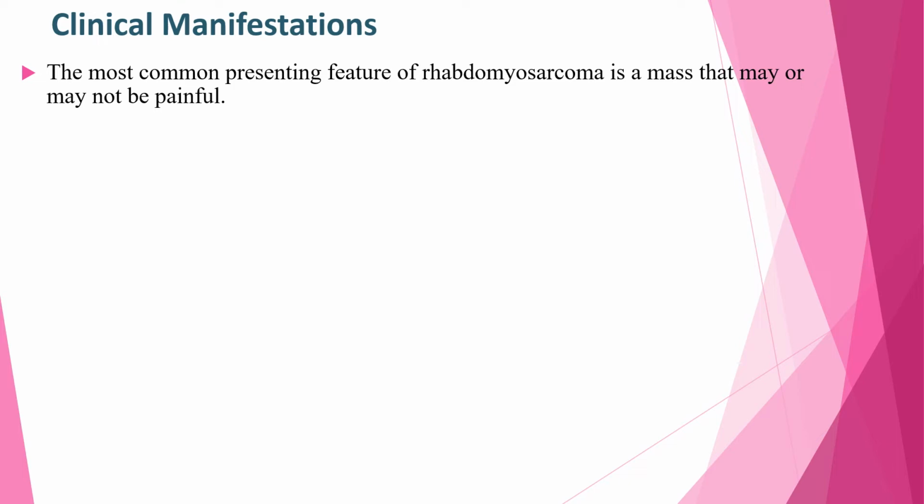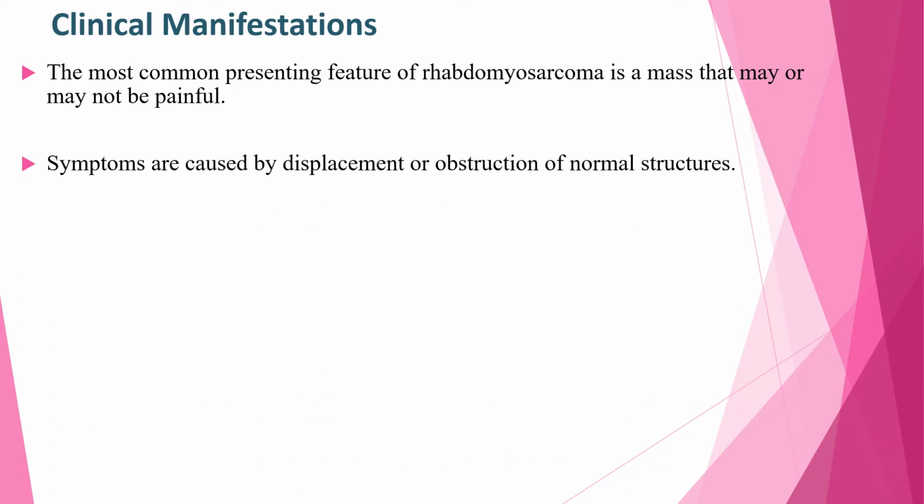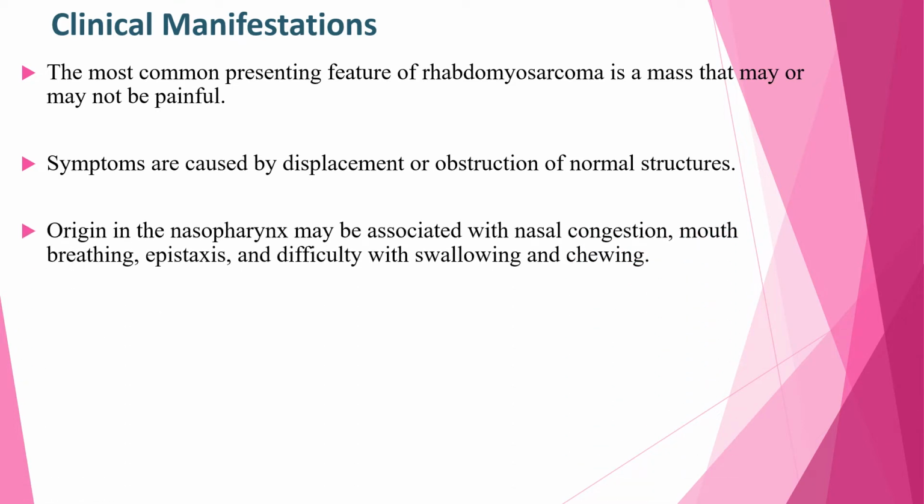When we look at the clinical manifestations of rhabdomyosarcoma, the most common presenting feature is a mass that might or might not be painful. Symptoms are caused by displacement or obstruction of the normal structures. For example, origin in the nasopharynx might be associated with nasal congestion, mouth breathing, epistaxis, and difficulty with swallowing and chewing.